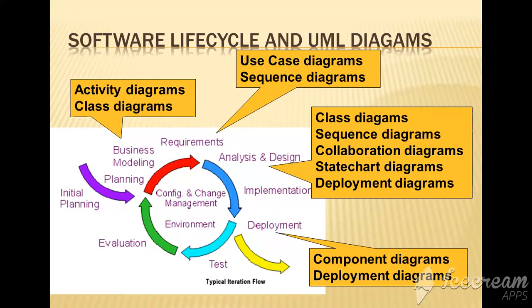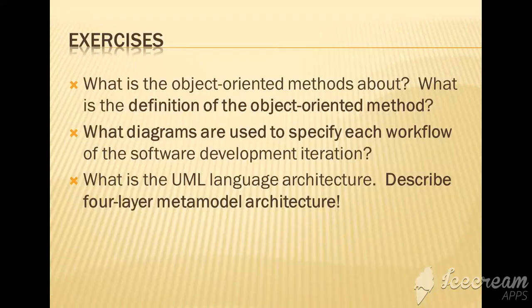We have seen the typical iteration flow, where we can convert the business model into activity diagrams and class diagrams, and requirements into use case diagrams and sequence diagrams. We convert the analysis and design into class diagrams, sequence diagrams, collaboration diagrams, state chart diagrams, and deployment diagrams. And we convert the deployment part into component diagrams and deployment diagrams. So this is a conversion of conventional software engineering into the object-oriented model.